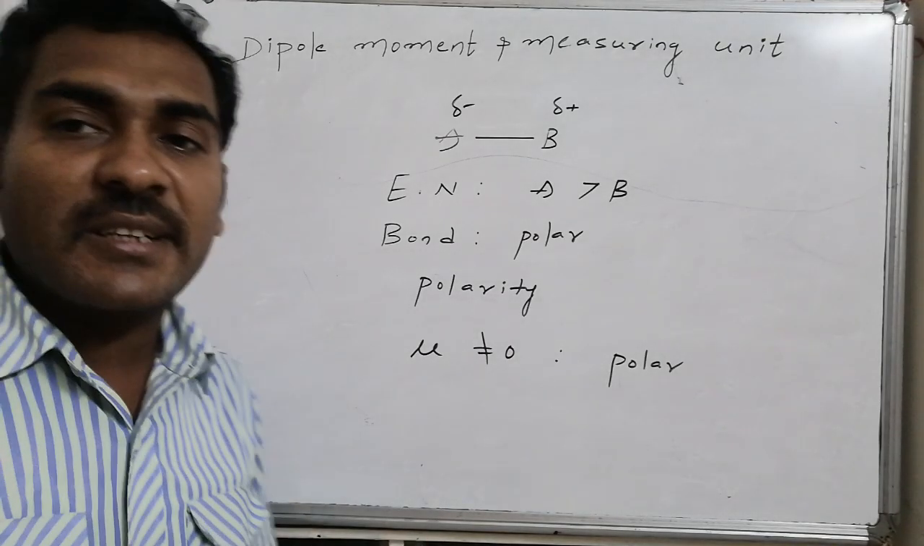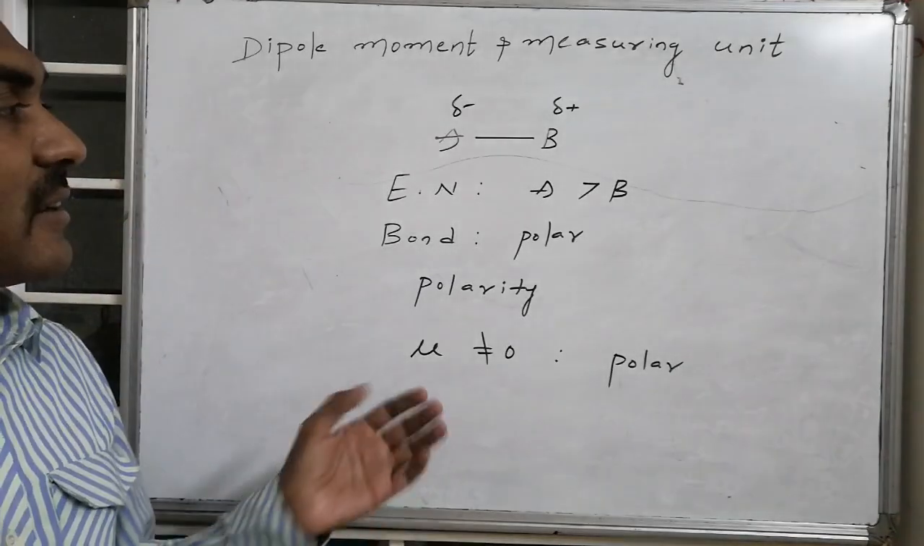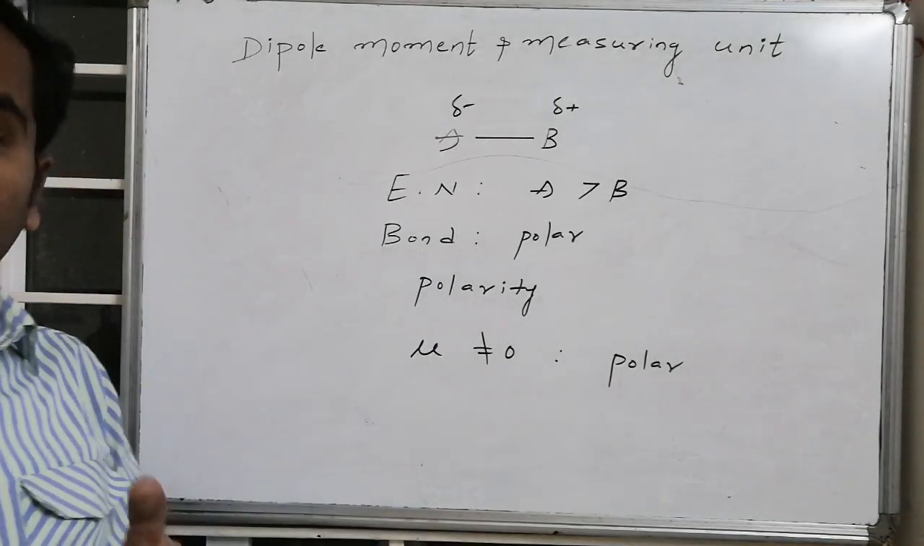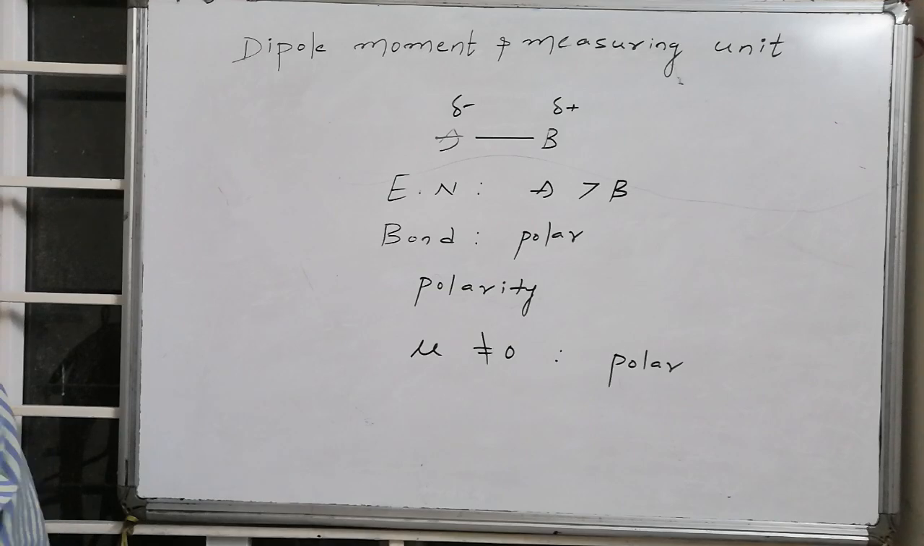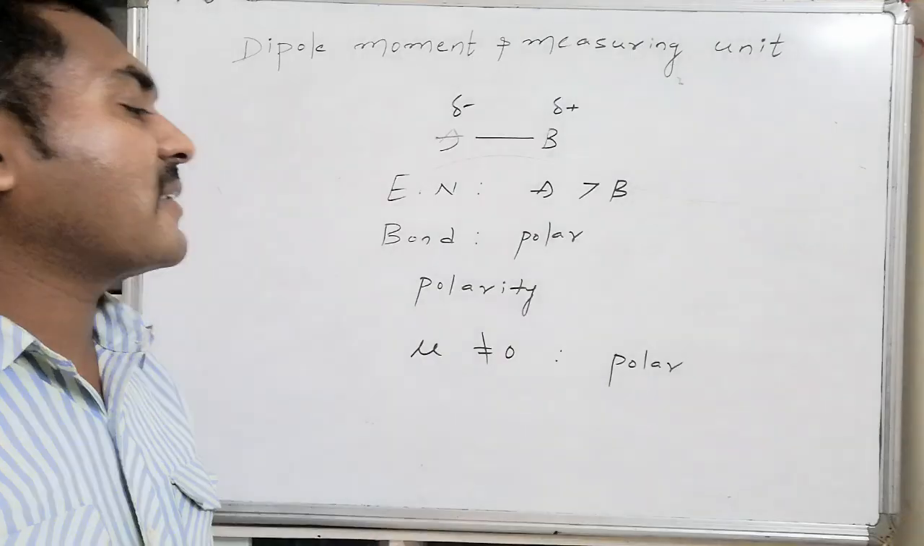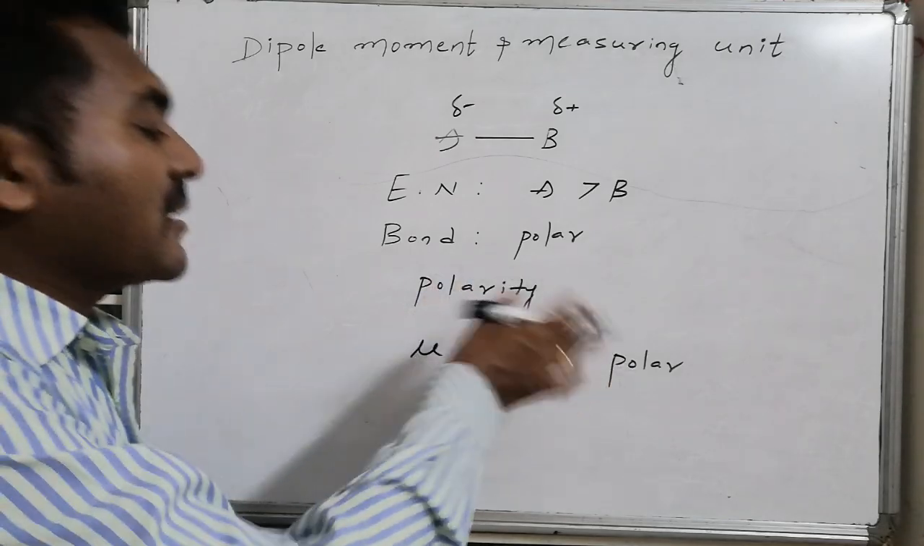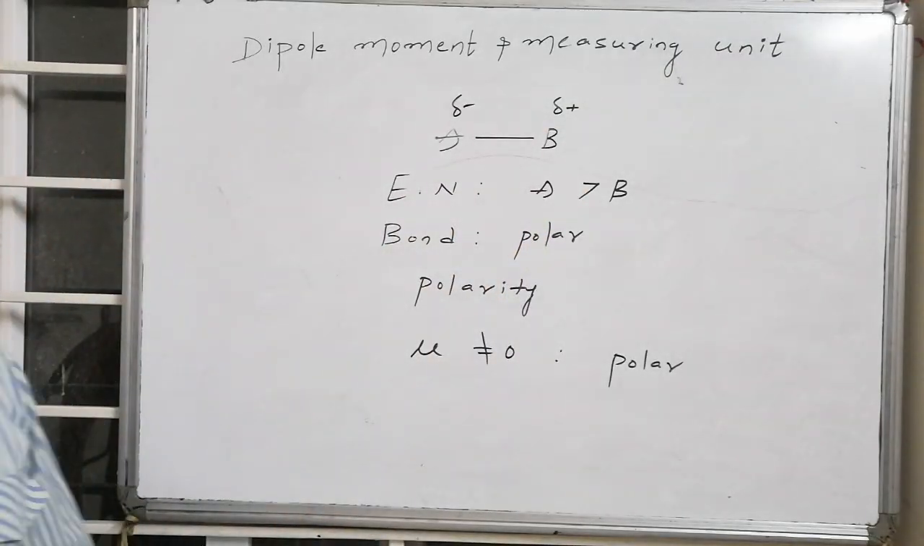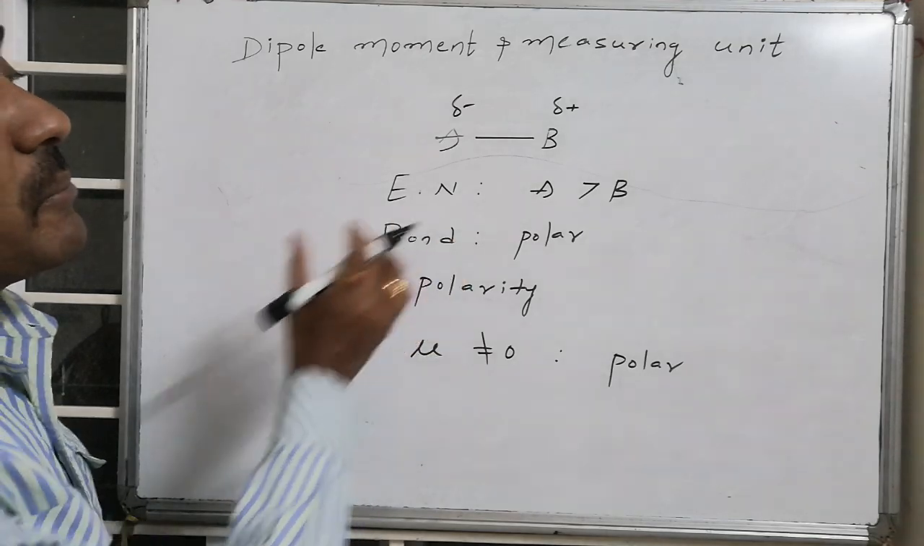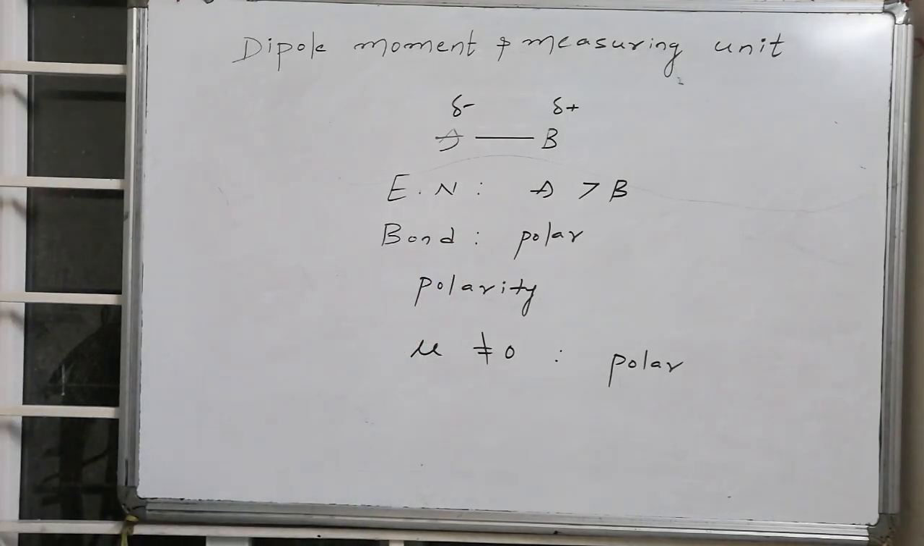The reason for polarity is that the connectivity present between the atoms is such that the electron density is not equally distributed between the atoms. One of them has higher electron density and the other has lower electron density, thereby electronegativity differences are there, and we say the bond is polar.